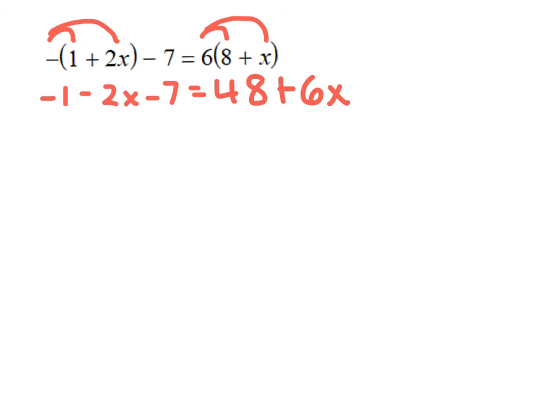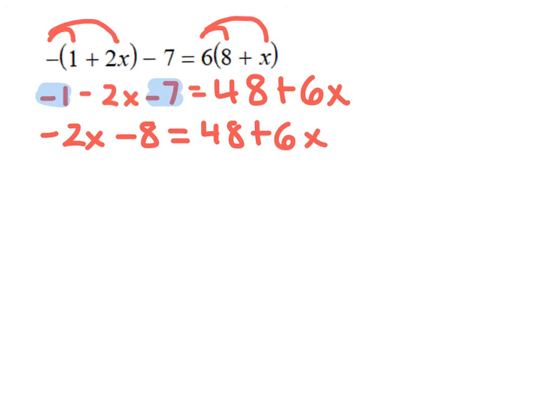Now I need to make sure I finish simplifying. So on the left-hand side of the equation, I have negative 1 and negative 7 are like terms, and negative 2x is by itself. So if I were to combine my like terms, it would become negative 2x minus 8. On the right-hand side of the equation, it's already simplified. So it's 48 plus 6x.